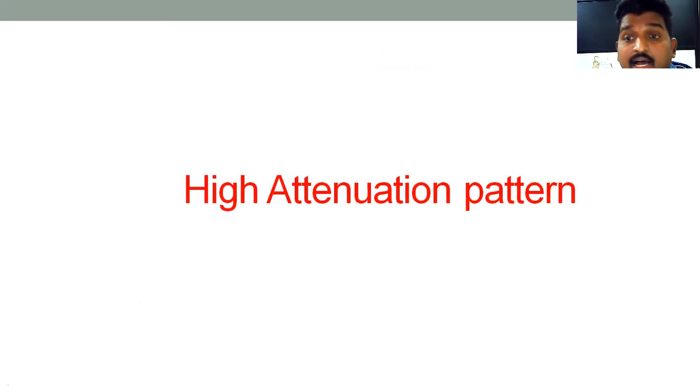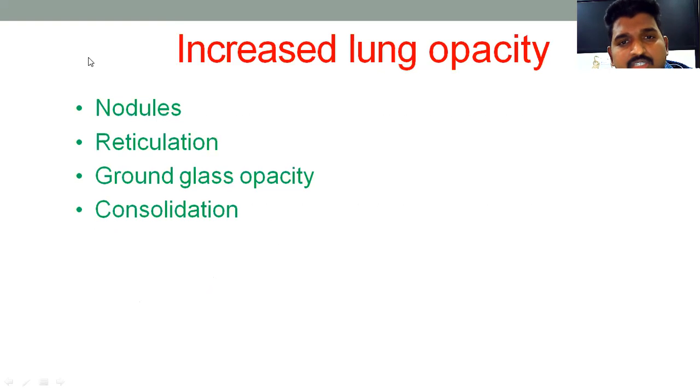So let's start with the high attenuation pattern. What are the high attenuation patterns? As the name indicates, anything which has a higher attenuation, which is more bright in CT images. You could see the increased attenuation or increased lung opacity, either in the form of nodules, or in the form of reticulation, or in the form of ground glass, or in the form of consolidation. Let's have a look at each of these.